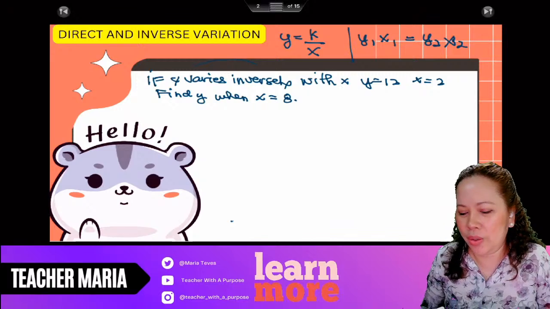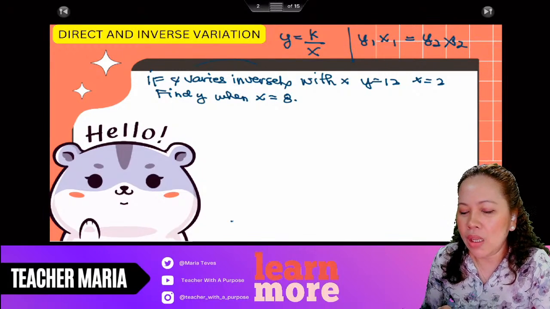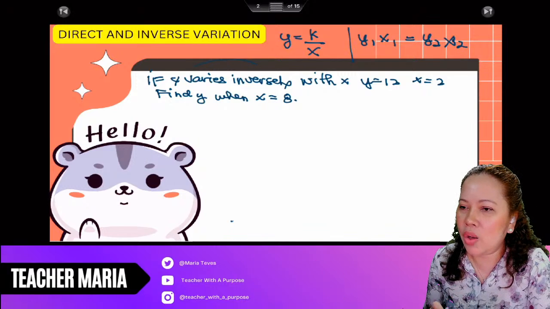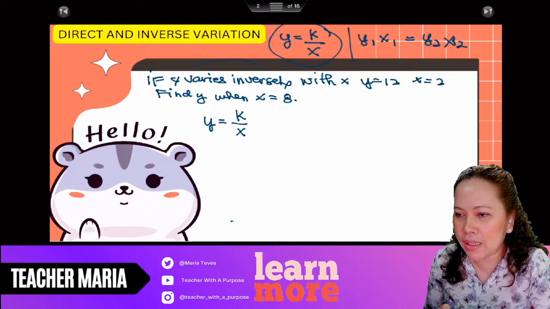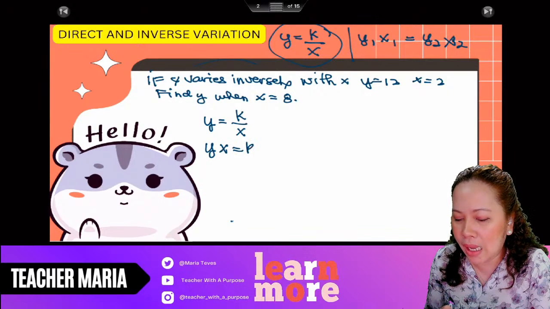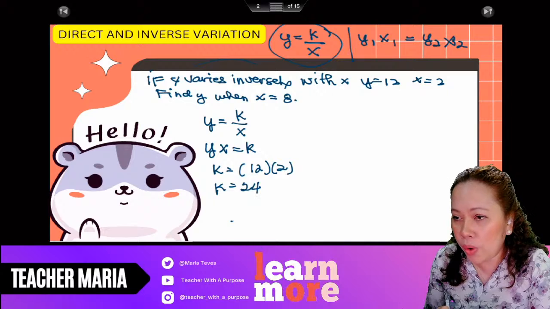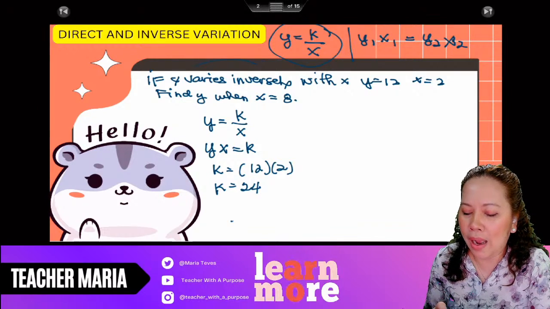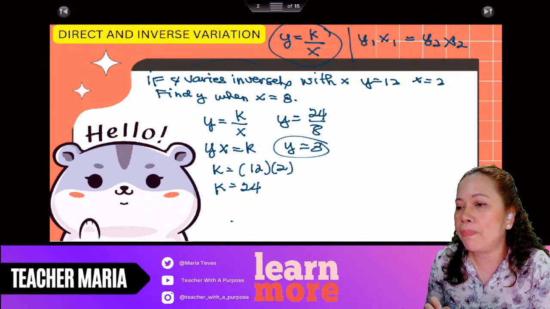I hope I'm heard. Okay. So find y when x is 8. If y varies directly, so we go back to this. Y equals k over x. Rearranging the formula, this will be yx equals k. So therefore, k will be, y is 12, x is 2, k is 24. So hence, since we're looking for y, y equals 24 over 8, y is 3.